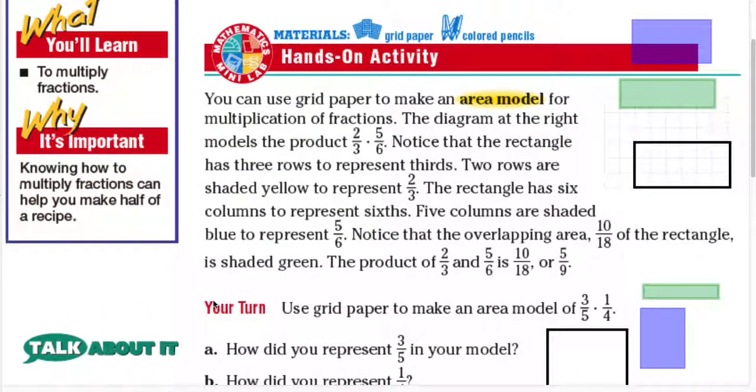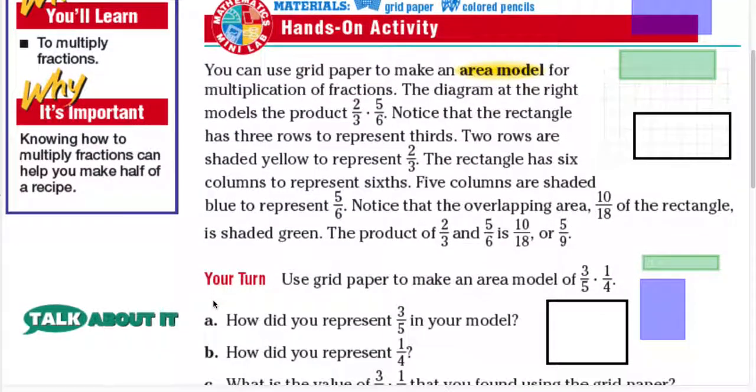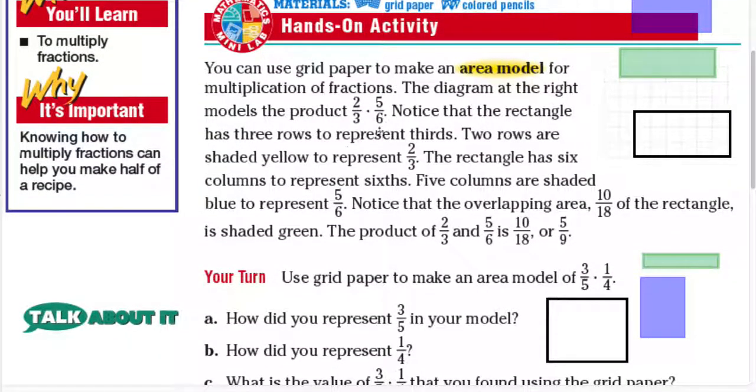You can use grid paper to make an area model for a multiplication of fractions. The diagram at the right models the product 2/3 times 5/6. Well, it doesn't right now, but I'll tell you how it does. We have a rectangle that is a 3 by 6 rectangle. Why is it a 3 by 6? Because the denominator of 2/3 is 3 and the denominator of 5/6 is 6, so you divide your rectangle into sixths and thirds.